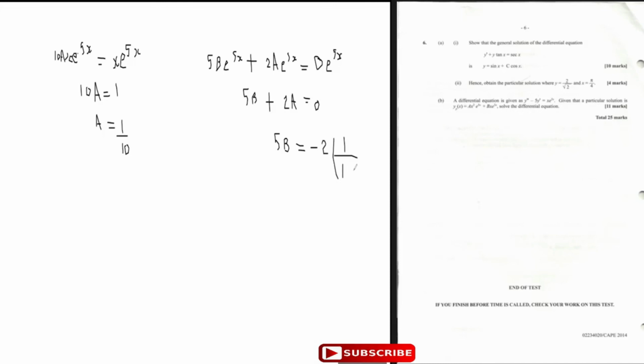And then we can divide through by 5, and so b is going to be equal to minus 2 cancels to become 1, canceling that to become 5. Doing the division, this works out to be 1 over 5 times 5, which is 25. So a is 1 over 10 and b is minus 1 over 25.